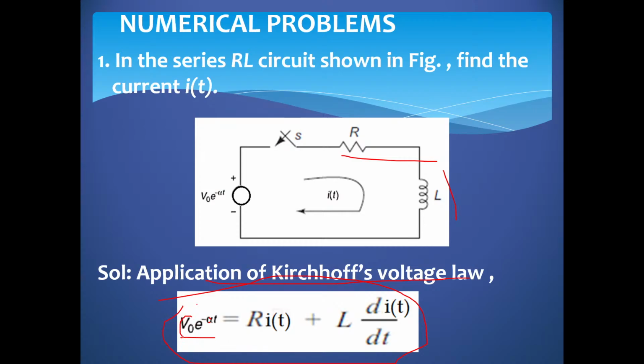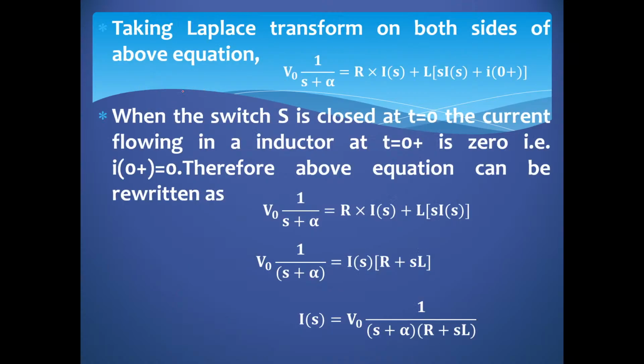V naught magnitude is constant, e power minus alpha t. If you take the Laplace transformation of e power minus alpha t, it is 1 by s plus alpha. So write down, taking Laplace transformation: the first term V naught e power minus alpha t, V naught you keep as it is, and instead of e power minus alpha t, you write 1 by s plus alpha. R is constant. Instead of I of t, write I of s. And L into di of t by dt.